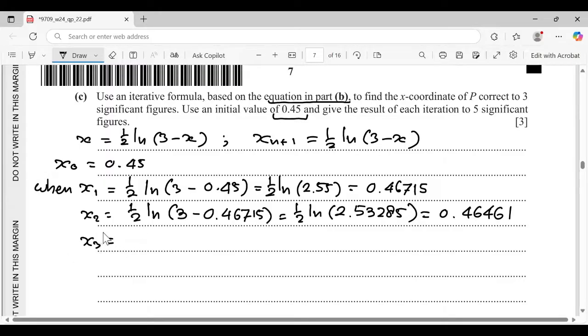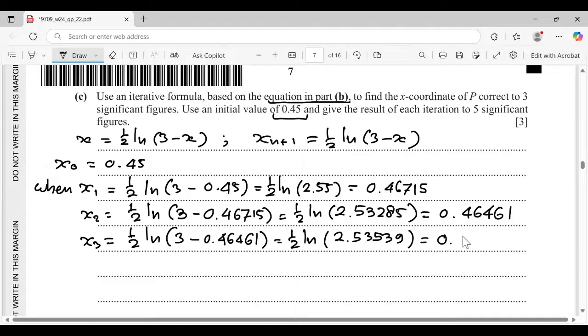And the next, that's x3. So 1/2 ln(3 − 0.46461), which is 1/2 ln 2.53539. And the result is 0.46494.